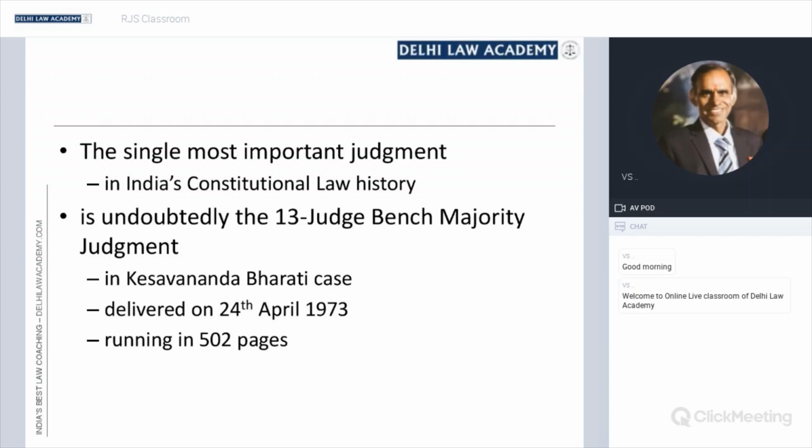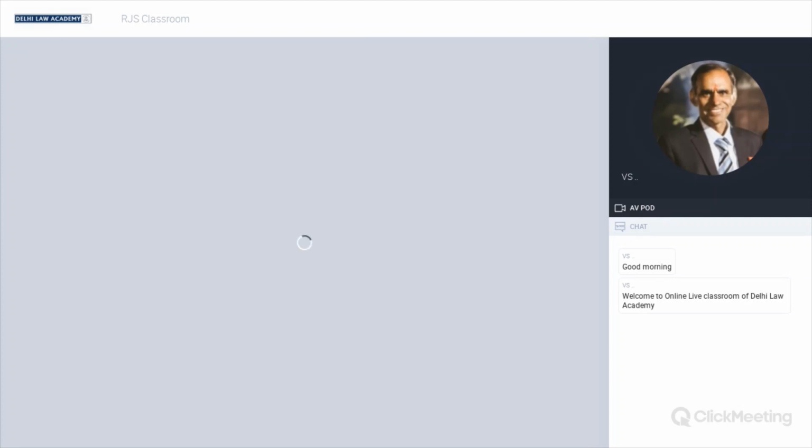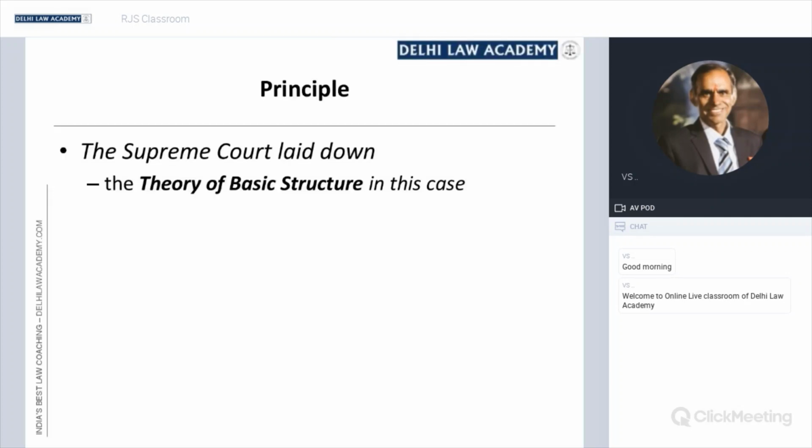1973. The date is important because it acts as a cutoff date for certain aspects of constitutional law, which we will see at an appropriate time when the validity of laws contained in Schedule 9 is considered. So this judgment was delivered on the 24th of April 1973. The date also needs to be remembered because it acts as a cutoff date. The principle here is the theory of basic structure.